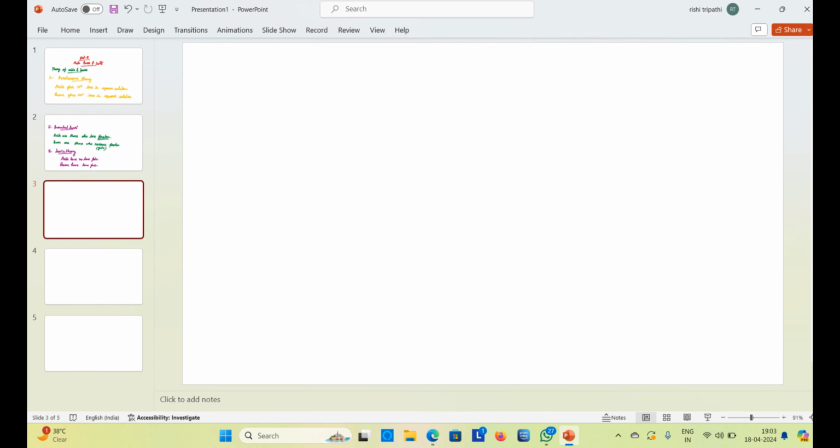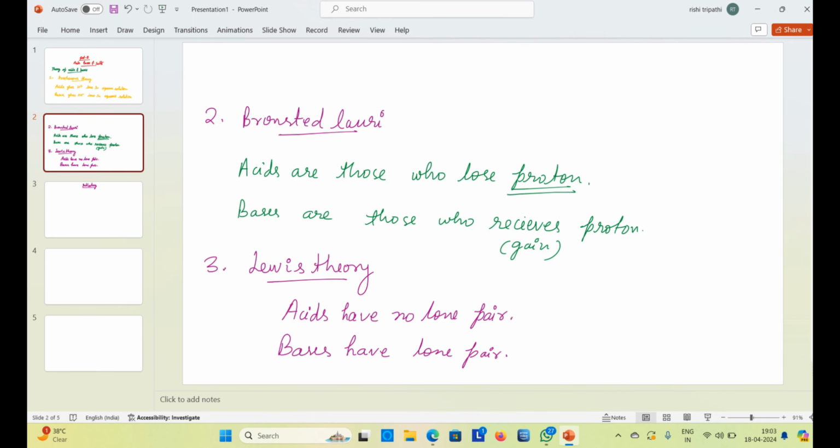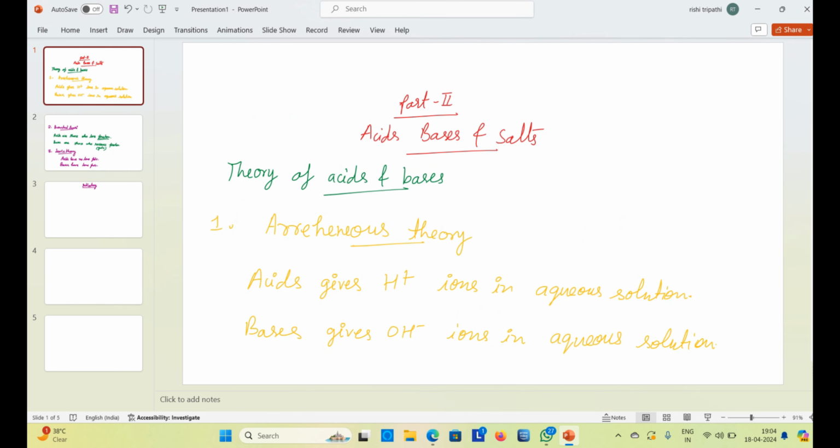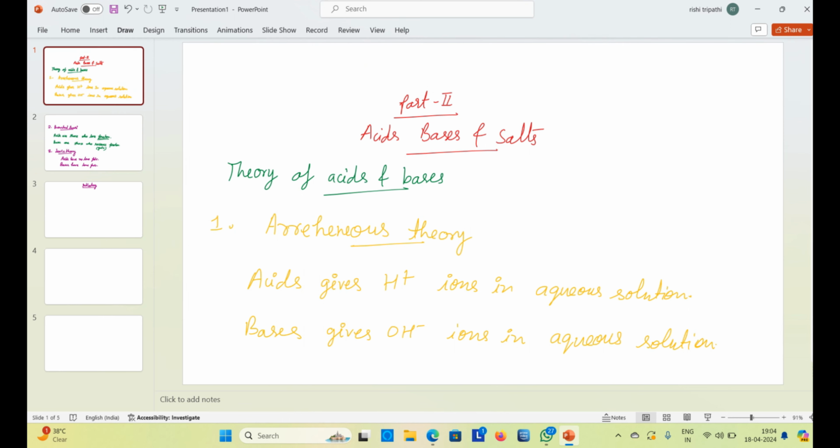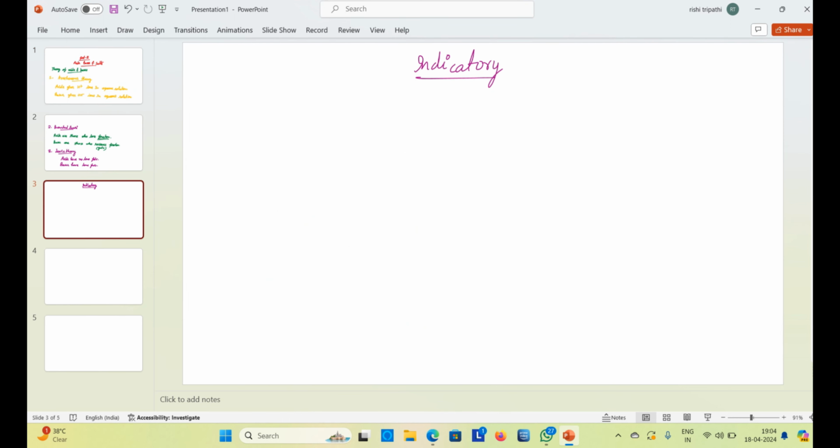Now we will study about the indicators. You will study in detail about the Lewis theory. It is not present in your 10th class. Only the Bronsted-Lowry theory and the Arrhenius theory are present in the 10th class. Now we will study about the indicators.